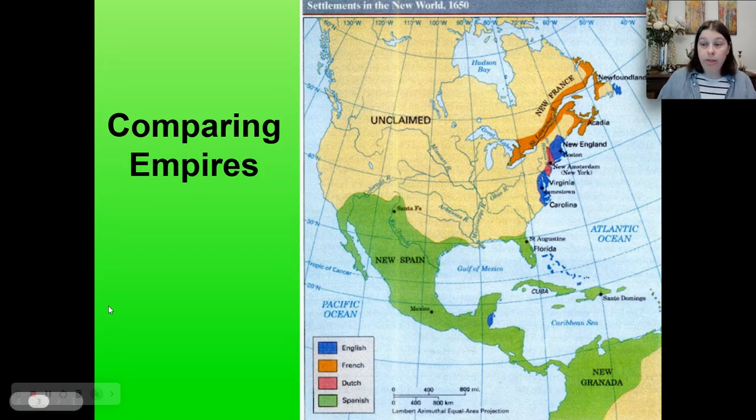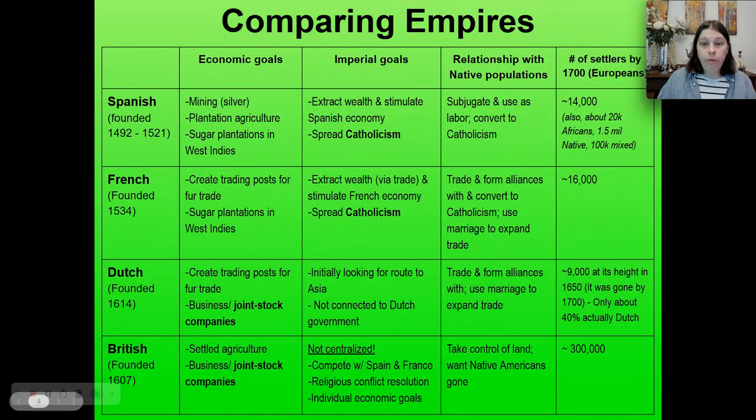So comparing these empires, this chart has all of the four major empires that you need to know a little bit about. In that left-hand column are the empires. They're in order from top to bottom based on when they were founded. And then across the top are topics that you might be asked to compare. So first, goals of the empire. You can see that I've got this kind of split into two, economic goals and imperial goals. Those are terms the College Board uses.